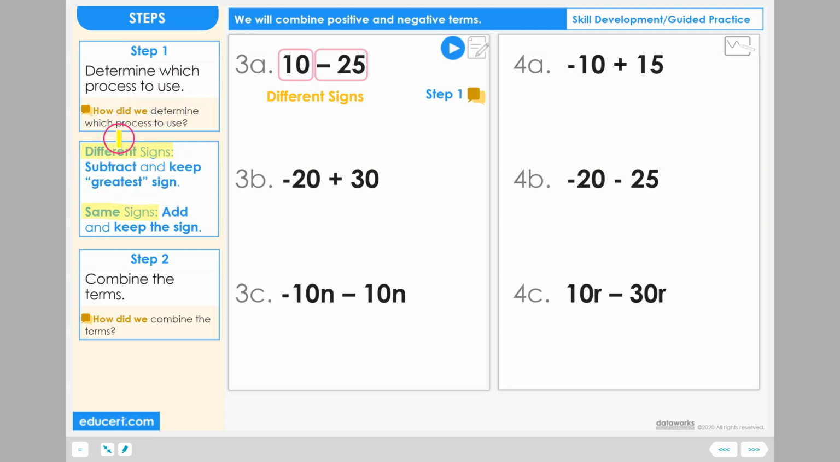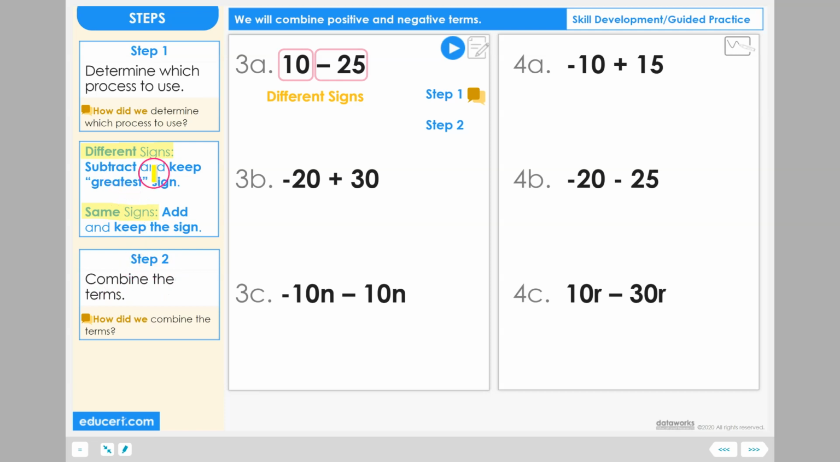How did we determine which process to use? We determined the process to use by looking at the two signs of the two terms that we are combining. In this case, we had a positive 10 and a negative 25, so we know that we're using the different sign process.